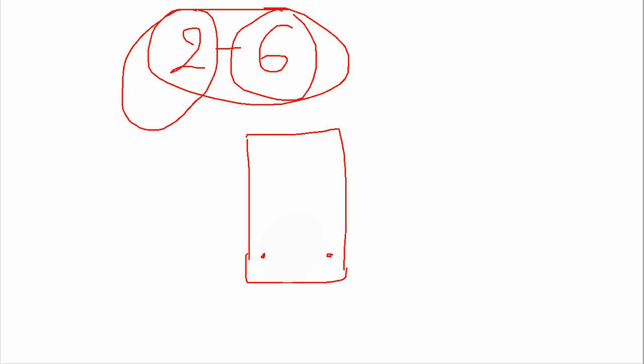And why maximum 6? Because in this case, let us take an example. Suppose this is again an RCC cross section of a beam. If we keep more than 6 bars, let us take this as an example.